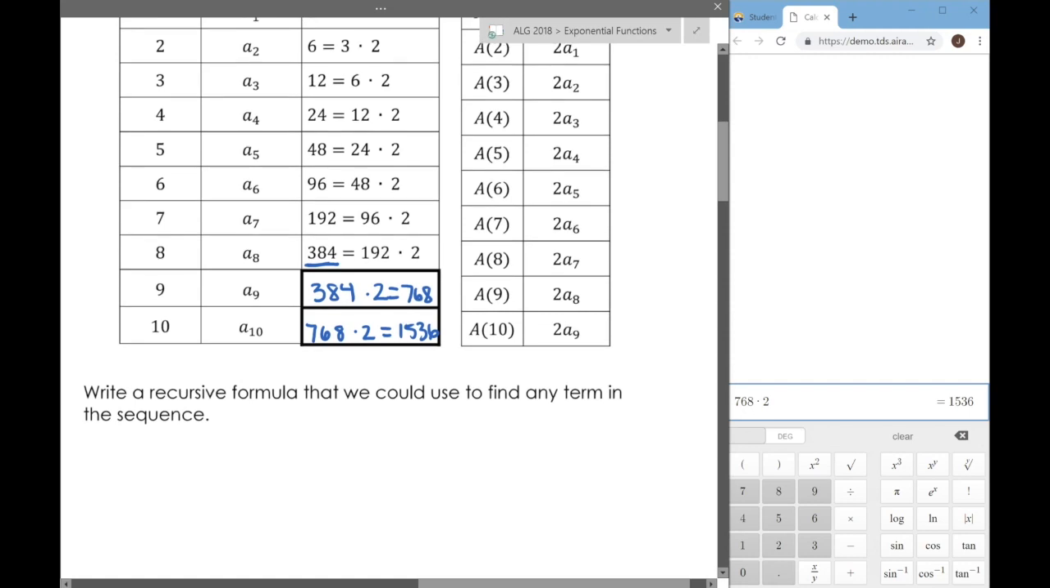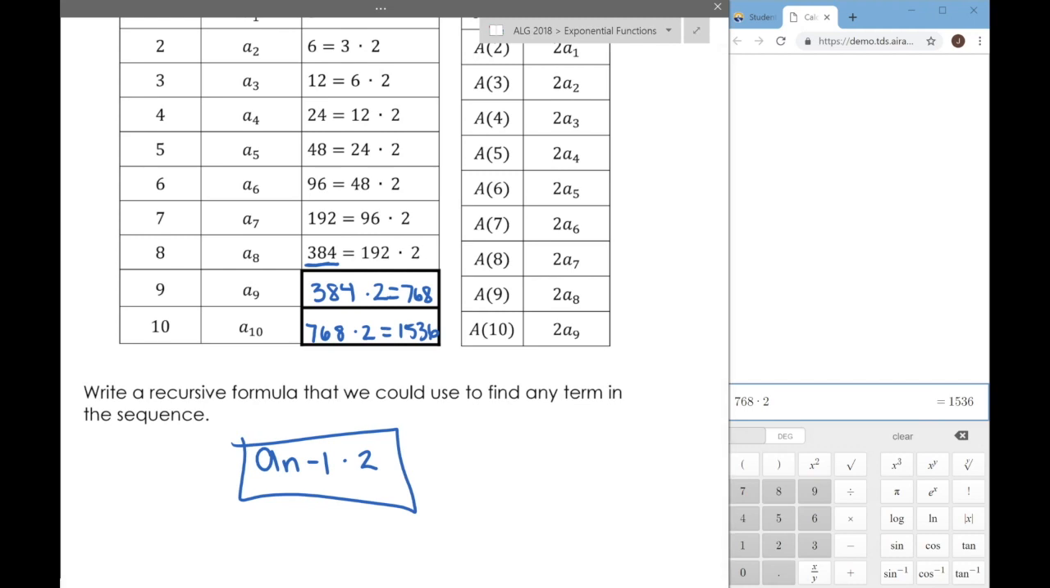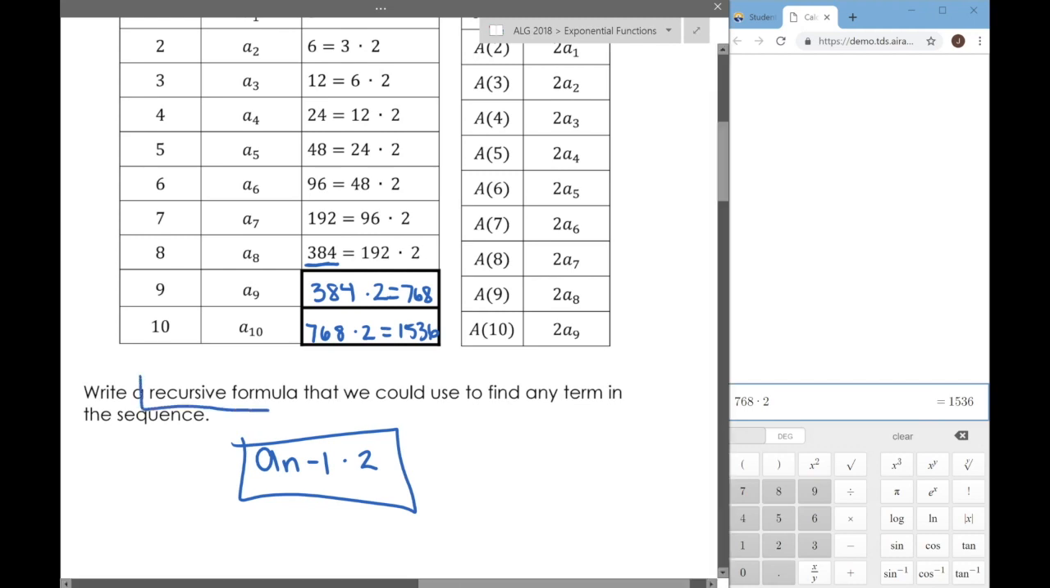Okay. Write a recursive formula that we could use to find any term in the sequence. So now we just learned recursive form, and for this one, it's just a of n minus 1, and that formula is multiplying it by 2. So this we just created earlier, and that's just to find any term we want. We take the previous term and multiply by 2, and that is what we call the recursive formula.